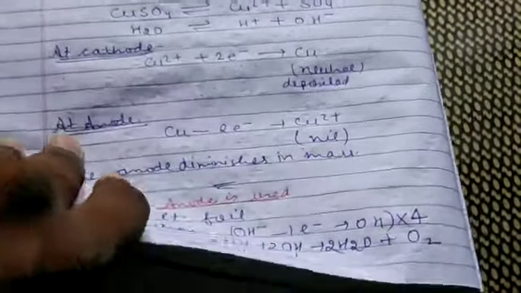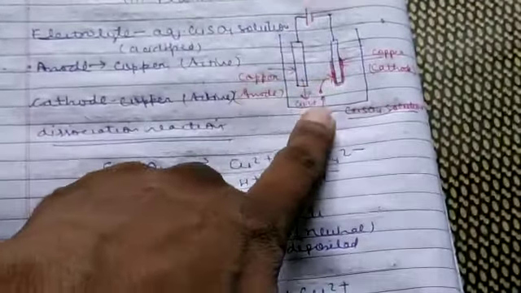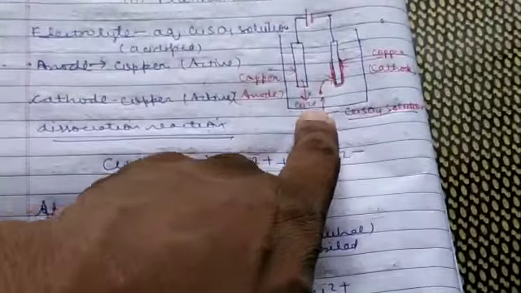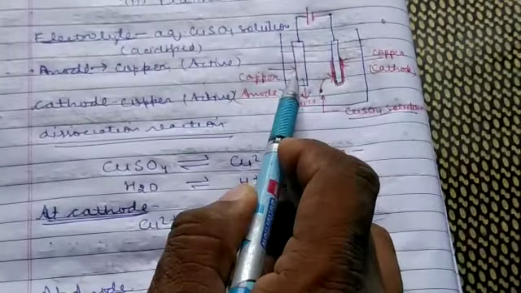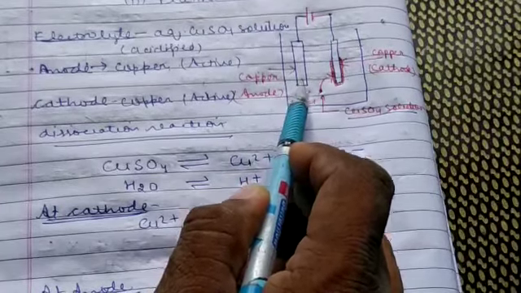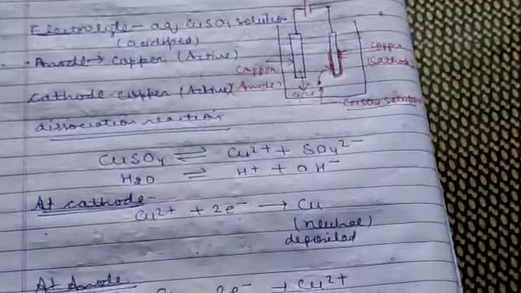But what happens to the change in color? When you use copper anode, the blue color remains the same, because as one copper ion from the solution migrates to the cathode, one copper ion at the same time will emerge out from the anode into the solution.